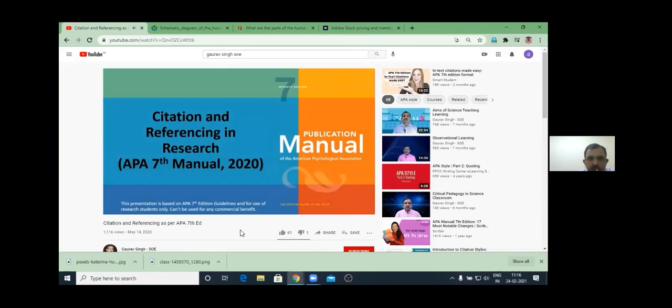Welcome to this session on citation and referencing style in research. In this session, I'm going to discuss the changes proposed in the 7th Manual of the American Psychological Association, which was released in 2020. I want to clarify that this presentation is based on APA 7th edition guidelines and is for the use of researchers or research students only. No one can use it for any commercial benefit.